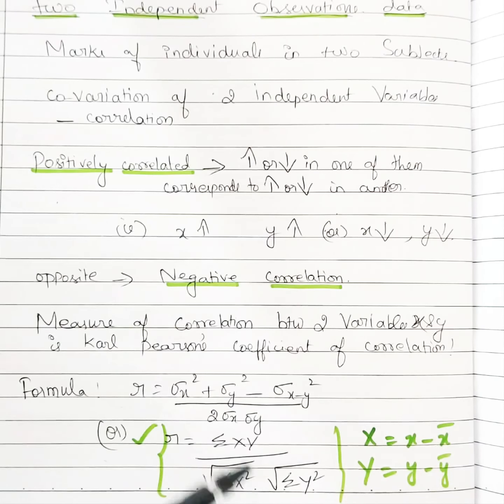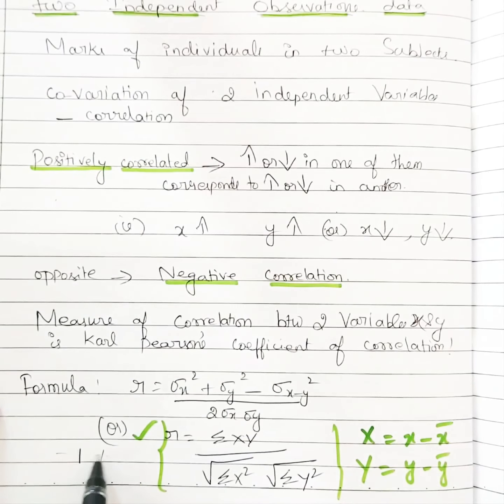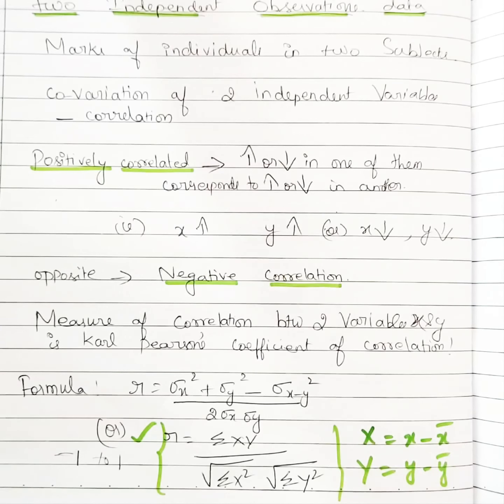If R is a negative value, we will say negative correlation. And always this R value lies between -1 and +1. Please write this as a note. R value lies between -1 to +1. So you won't be getting 2 point something as an answer or -2 point something as an answer.